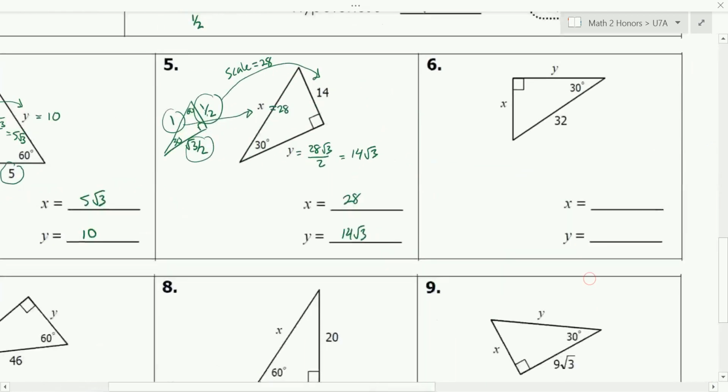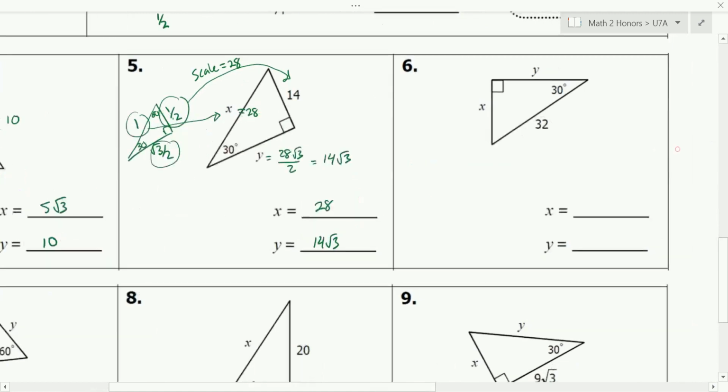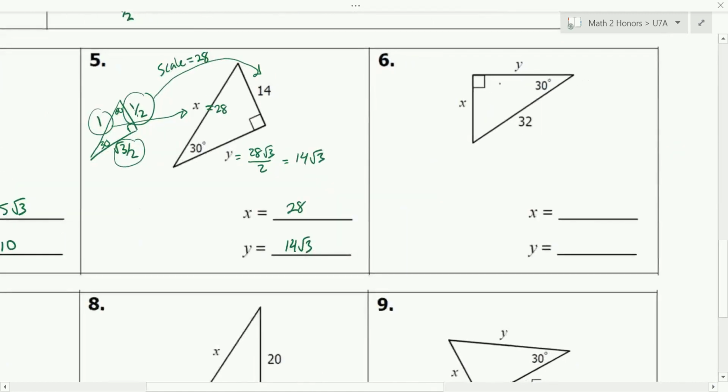Okay. Number 6, similar to what we were doing. This time, though, we are given the hypotenuse. It's actually going to be easier because our hypotenuse is 1, and so it's even easier to find the scale factor.